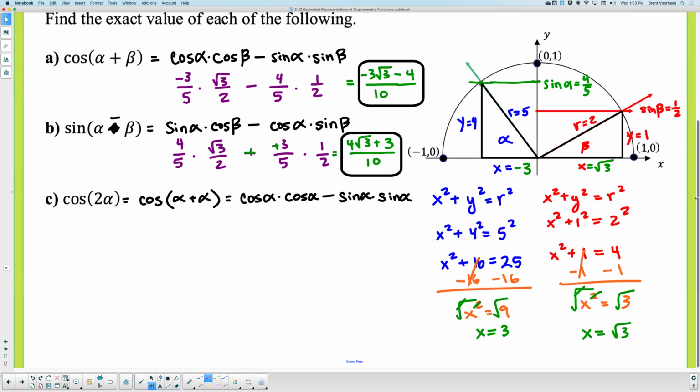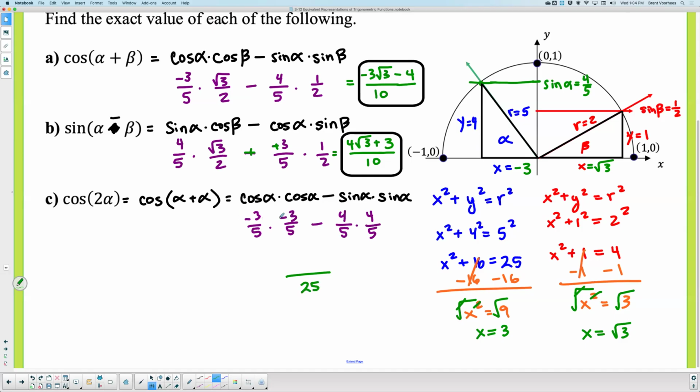So I'll plug in my numbers. Cosine alpha, we've done this now a few times. What's the cosine? Negative 3 over 5 times cosine of alpha, negative 3 over 5, minus sine of alpha, 4 over 5, times the sine of alpha, 4 over 5. Very good. We have a common denominator all the way across. What's our common denominator? It's going to be 25.